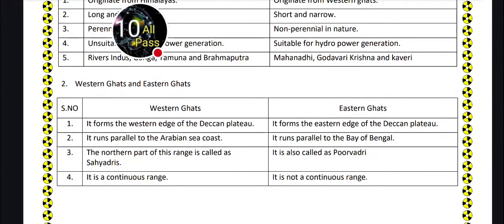Western Ghats and Eastern Ghats. The Western Ghats form the western edge of the Deccan Plateau. The Eastern Ghats form the eastern edge of the Deccan Plateau. The Western Ghats run parallel to the Arabian Sea coast. The Eastern Ghats run parallel to the Bay of Bengal. The northern part of the Western Ghats is called Sahyadris. The Eastern Ghats are also called Purvadri. The Western Ghats are a continuous range. The Eastern Ghats are not a continuous range.